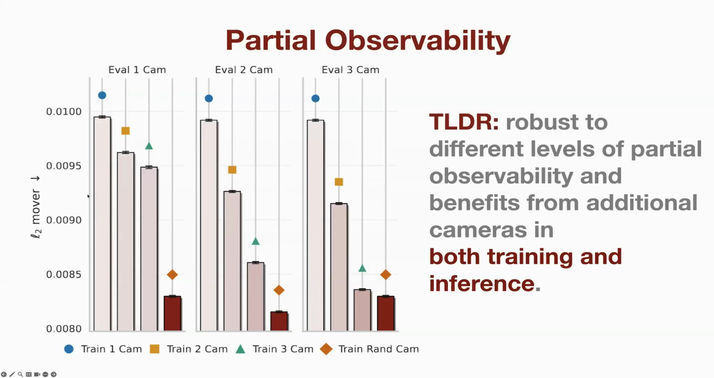So if we train on only two cameras and we evaluate with one camera, the errors are relatively high. But if we evaluate also with two cameras, it decreases quite a bit. And we can add more cameras at test time. For example, if we add three cameras, it can further decrease the errors. So that shows it has some level of robustness to different amounts of partial observability.